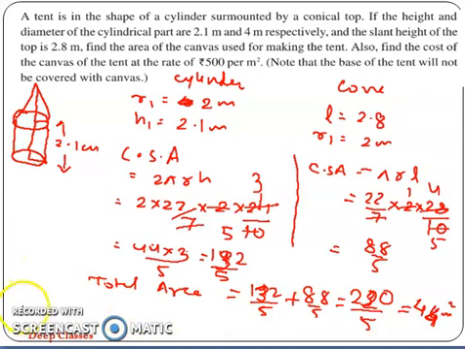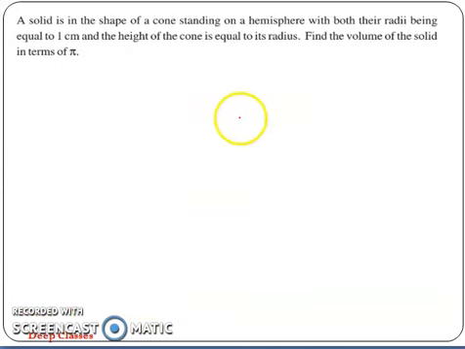So they ask us to find out the cost. So find the cost of the tent if it is 500 per meter square, then the total cost is equal to 500 into 44. So if I multiply, I will get 22,000 rupees. Moving to the next question.